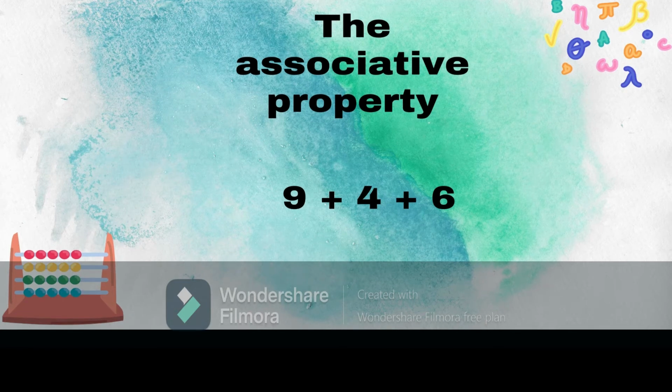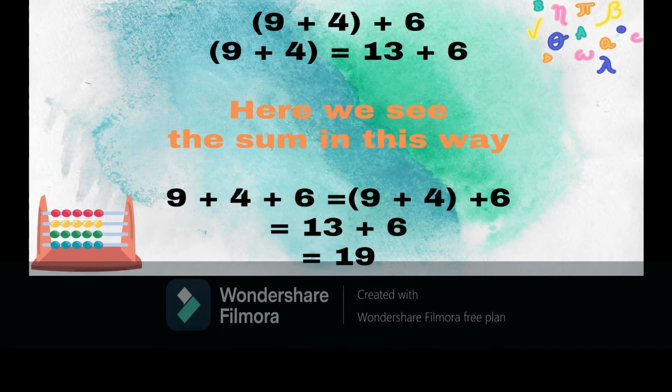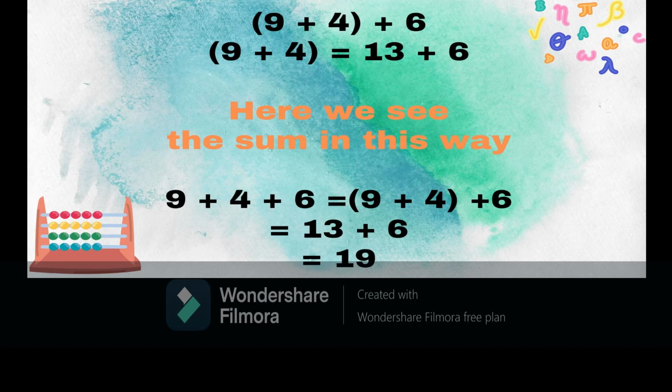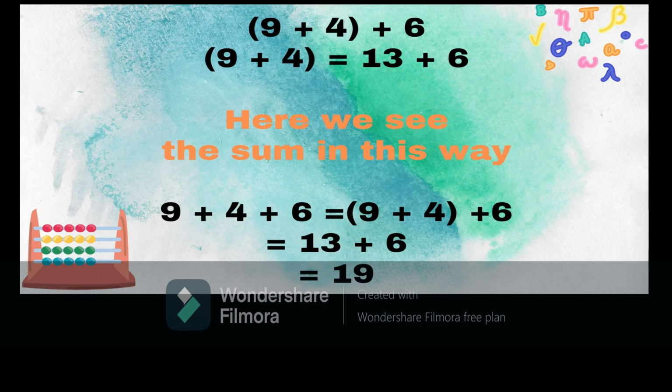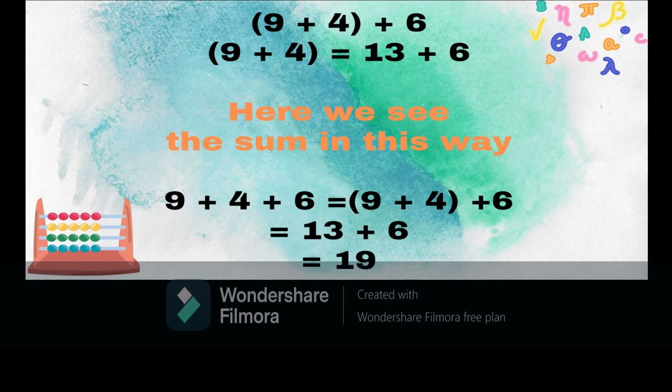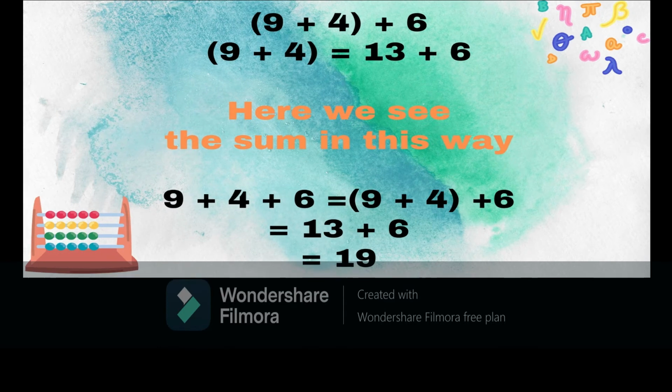Let's see. One of the ways is the following: (9 plus 4) plus 6. In this case, the parentheses tell us that we must add the numbers first, 9 plus 4. Then, the result of this sum is operated with the third number, 13 plus 6. Here, we see the sum in this way.